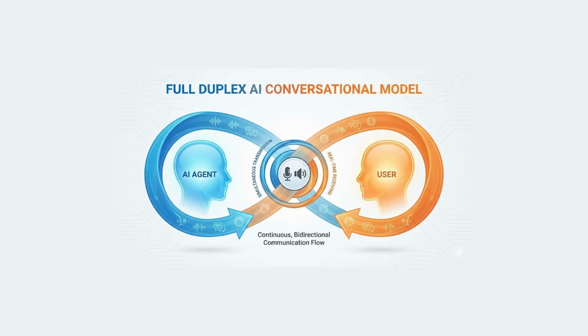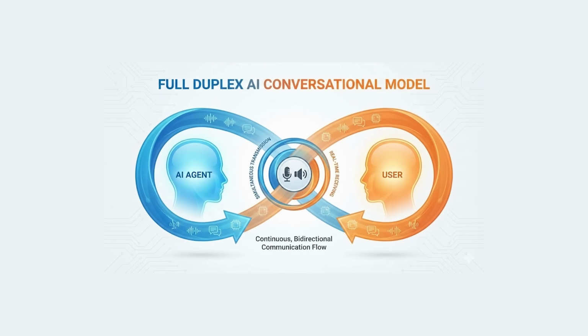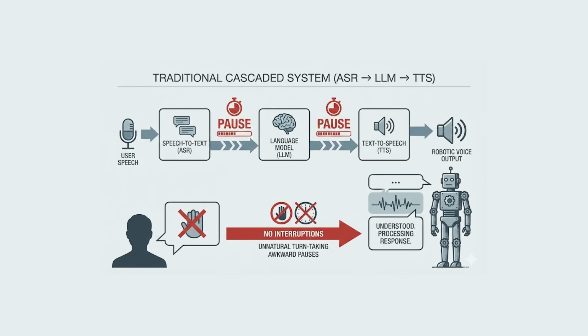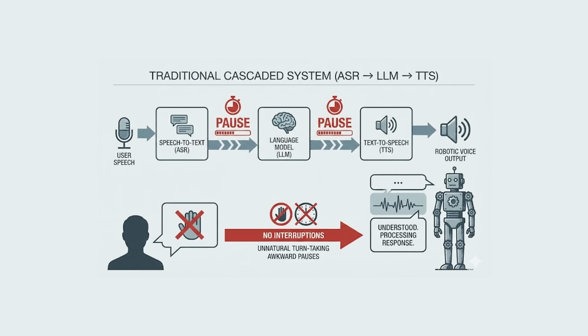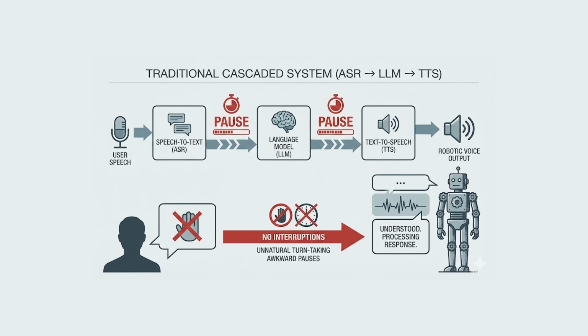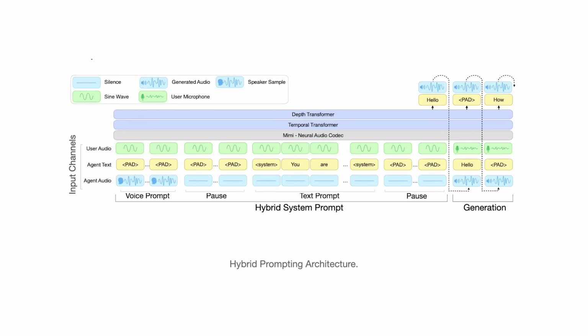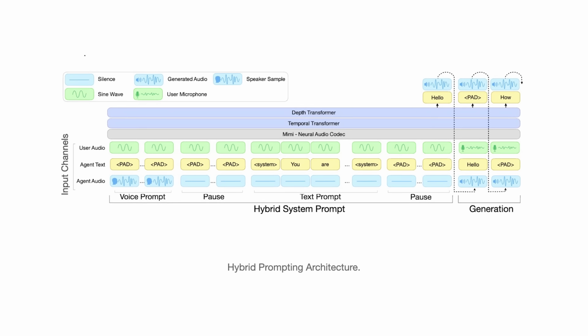PersonaPlex is what they call a full-duplex model. This means it listens and speaks at the same time. In traditional systems, your voice is turned into text, then processed by an LLM, and then turned back into speech. But this cascade creates a noticeable lag. What PersonaPlex does differently is that it uses a single end-to-end model that updates its internal state as you speak.